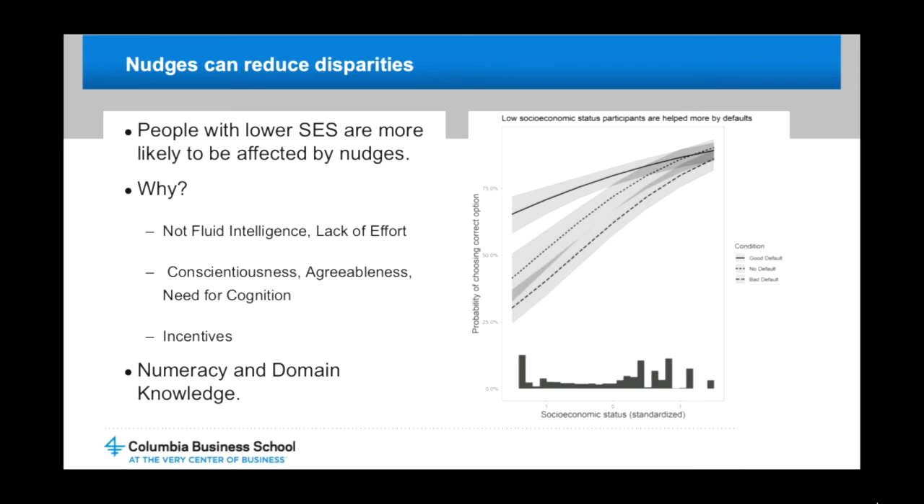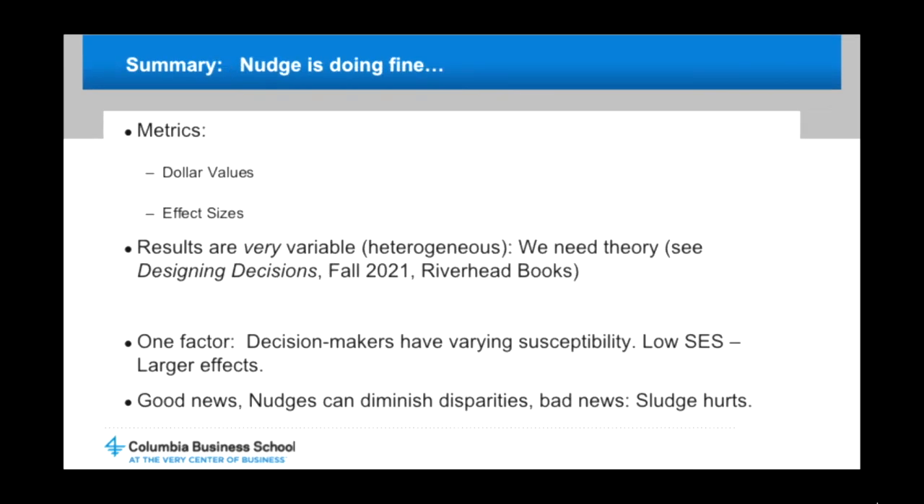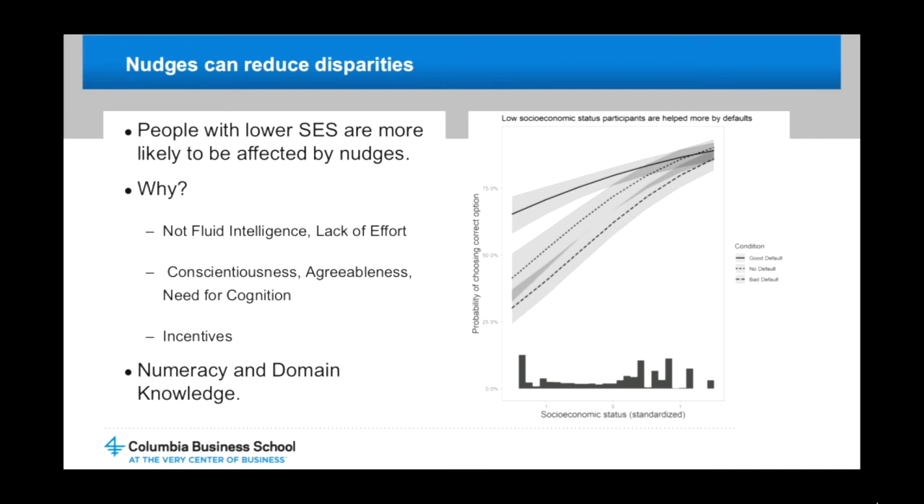This is important because it has, and I'm going to close in a couple of seconds, the kind of really nice result, which is this, that nudges can reduce disparities. That actually people who are disadvantaged because of background, because of lack of numeracy or lack of domain knowledge can be helped significantly by using the right choice architecture.